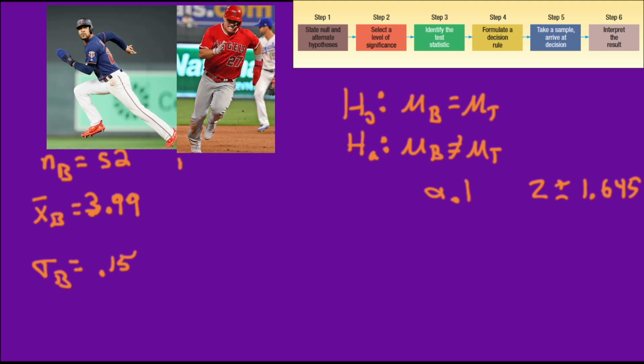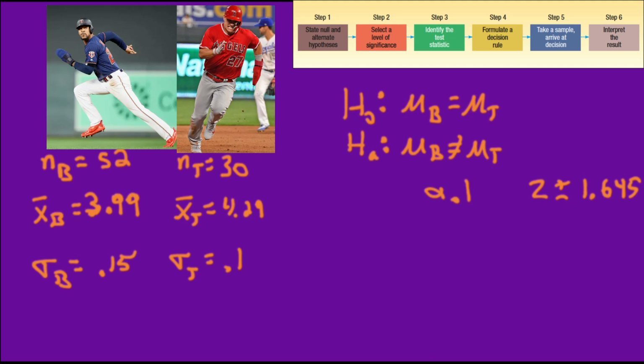For Trout, he had 30 sprints with an average speed of 4.29 and a standard deviation of, let's say he's a little more consistent at 0.1. Okay, so do we have enough evidence to reject the null hypothesis?